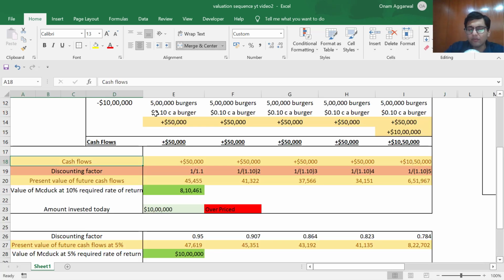So, continuing with the example, let's find the value of McDuck burger joint if we have, let's say, a required rate of return of 10%.